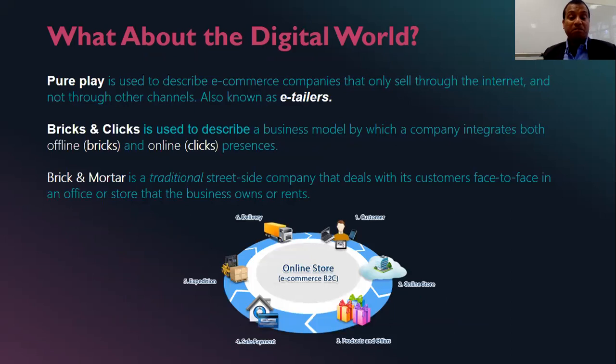Okay, so since we understood placement, making the product and services available to the customer, nowadays it's the ICE age, right? Age of information, entertainment, and so on, that's what ICE stands for. So we are in the digital era, right? Because of that, the concept of placement has shifted from traditional brick and mortar to bricks and clicks, and nowadays we are talking about pure play.